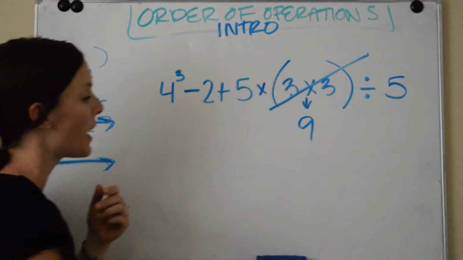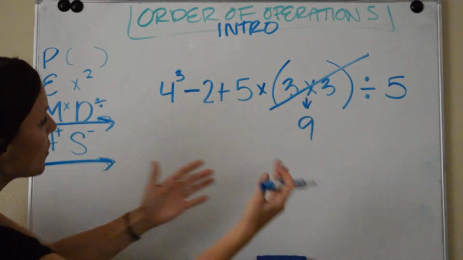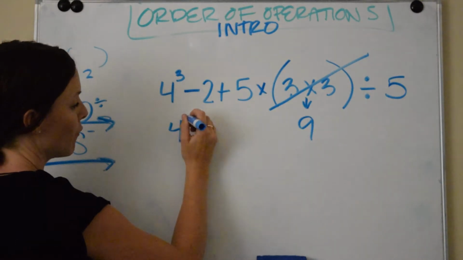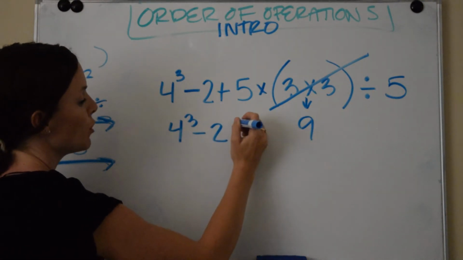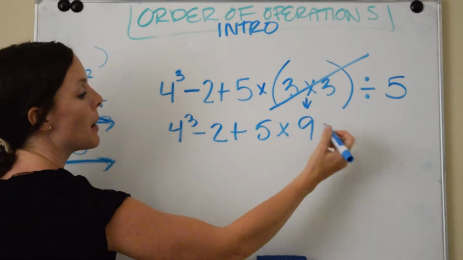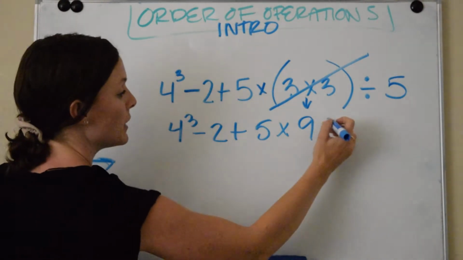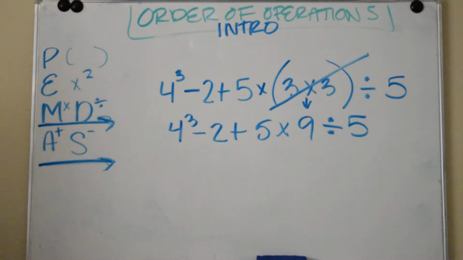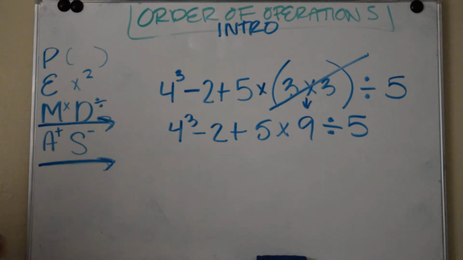3 times 3 is 9, and then I bring everything down, and I always start left to right so I don't forget anything. 4 to the third minus 2 plus 5 times 9, that's what I solved, divided by 5. Notice I didn't leave anything out. You don't want to leave any of the operations out or numbers. Okay, I have no parentheses, and so I need to solve in this order.